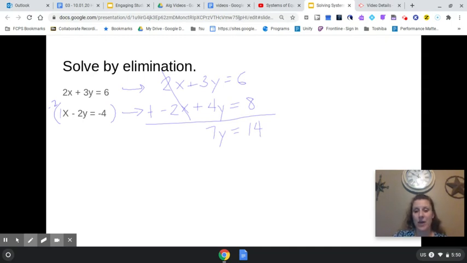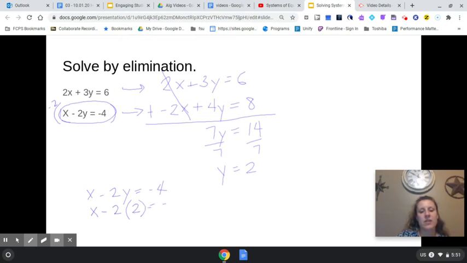The next step, we solve this equation. So divide both sides by 7, and we get y equals 2. The last step in this process is to plug that value back into one of the equations. I'm going to pick the x minus 2y equals negative 4 equation, so I'm picking this bottom equation. We know that y is 2, so let's substitute 2 in for y. This equation would say x minus 2 times the y value, which we just found was 2, is equal to negative 4. And we're going to solve that equation for x. So 2 times 2 is 4, so x minus 4 is equal to negative 4. And we solve that for x by adding 4 to both sides.